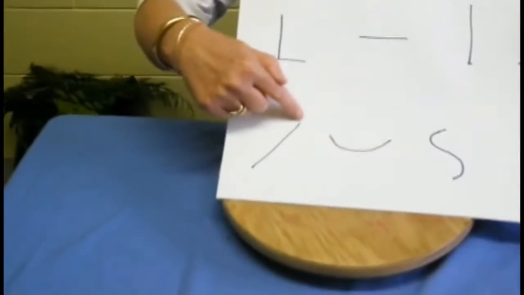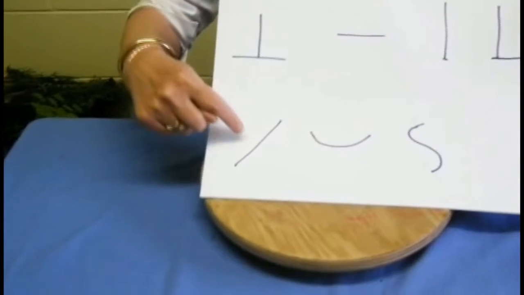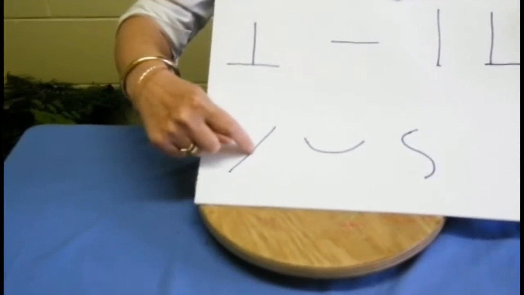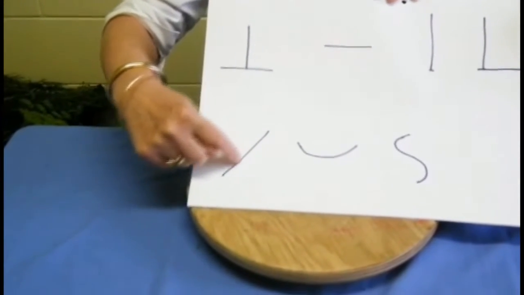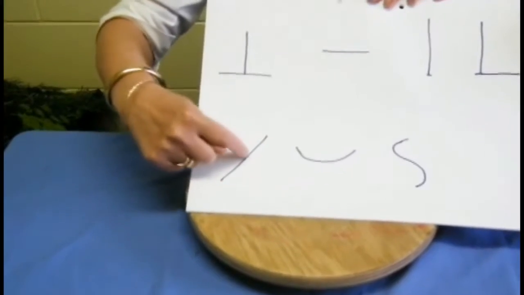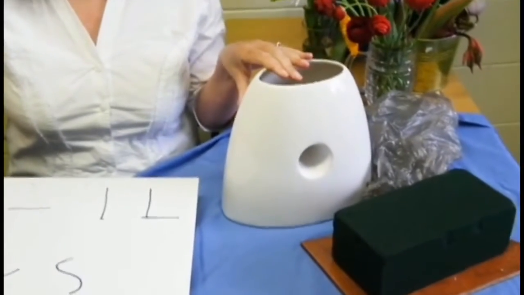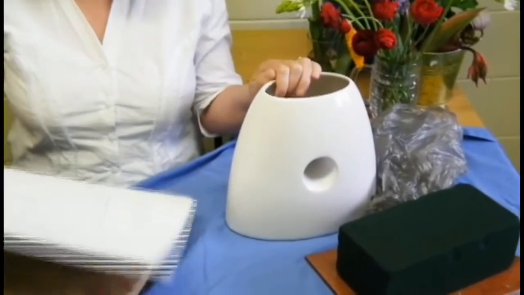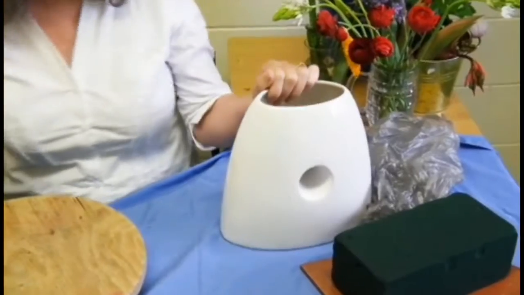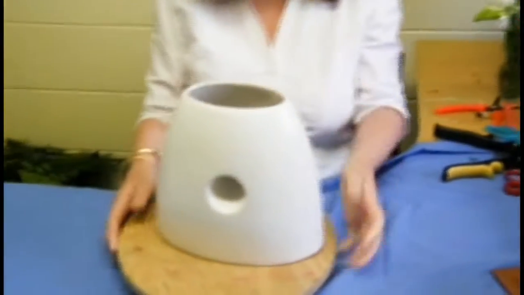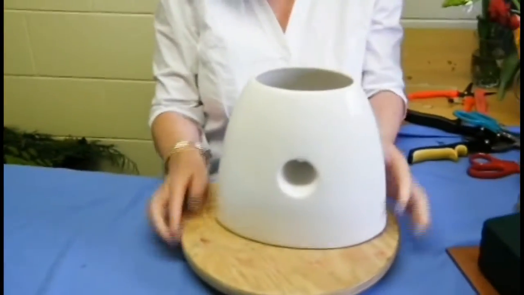This design is the diagonal, and because it's the diagonal, this part of it here is going to be below the vase, this one above the vase. Therefore, you have to select the vase that's tall. You cannot use those bowls for this design. Any tall container will do for this one.